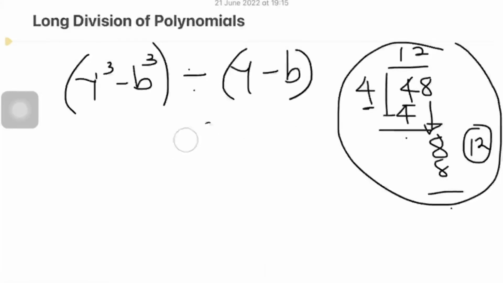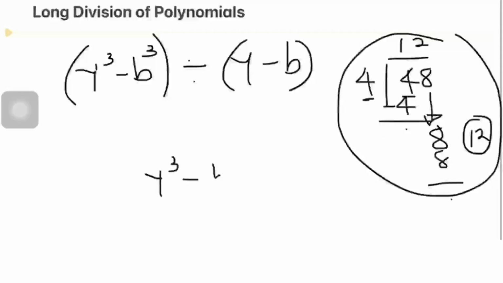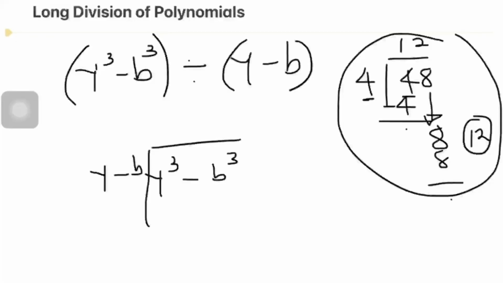Okay, let me write it down a bit. So we have y cubed minus b cubed, and then into y minus b. Just see, it's just the same. It's only that we have y's and b's, right?